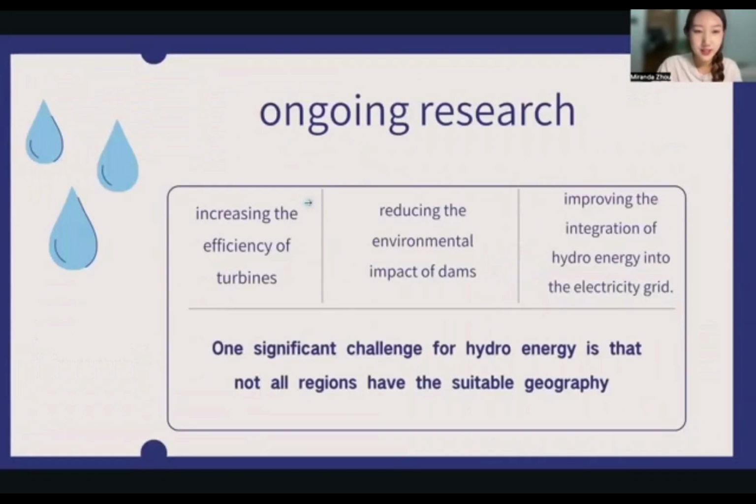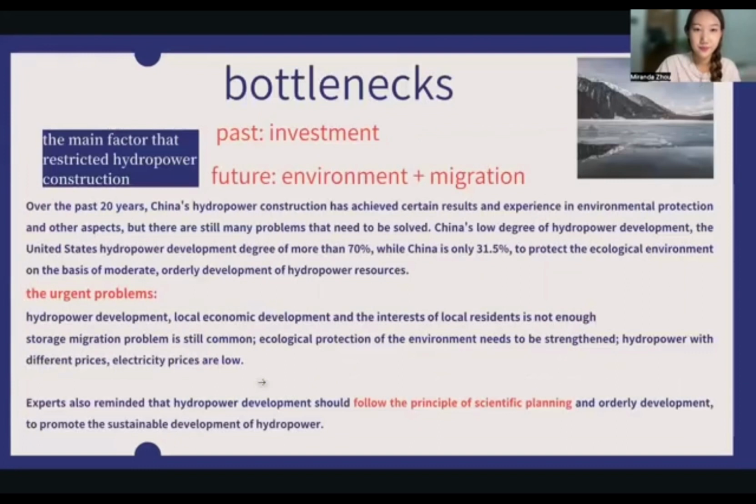Some key research areas include increasing the efficiency of the turbines, reducing the environmental impact of dams, and improving the integration of hydro energy into the electricity grid. One significant challenge for hydro energy is that not all regions have suitable geographic conditions. In the past, the main factor that restricted hydropower construction was investment, but in the future, it will be the environment and migration. Over the past two decades, China's hydropower construction has achieved certain results and experience in environmental protection and other aspects. But there are still many problems that need to be solved.